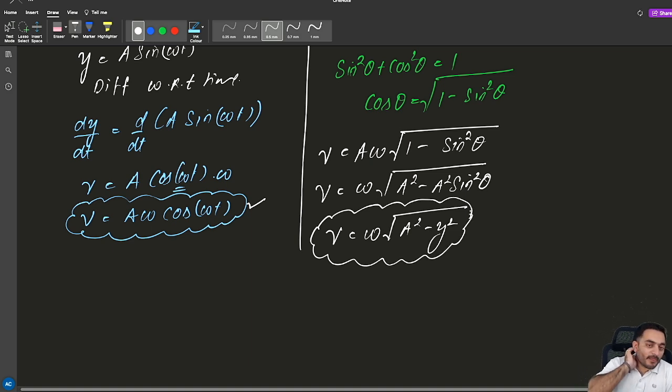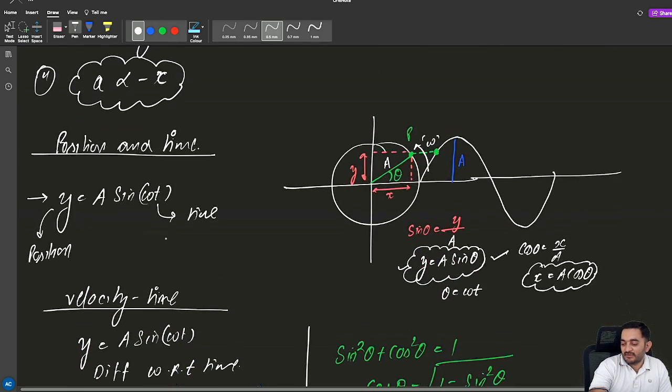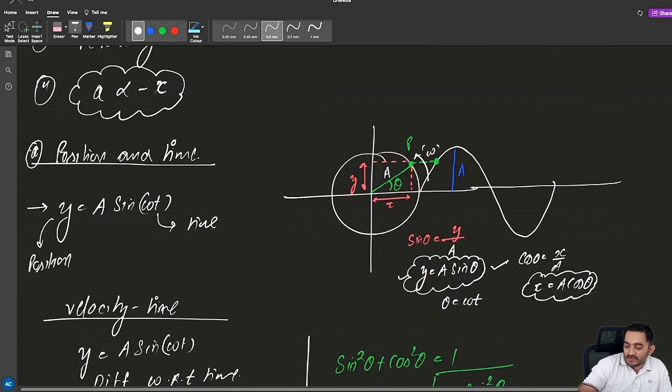Got it? Both formulas you need to remember. Whichever formula you feel is appropriate to get the value of v, just go for it. But I would suggest this first formula has more significance compared to the other. Now we have position time and velocity time. I hope you can understand where we are going.